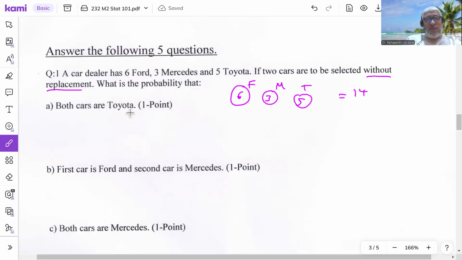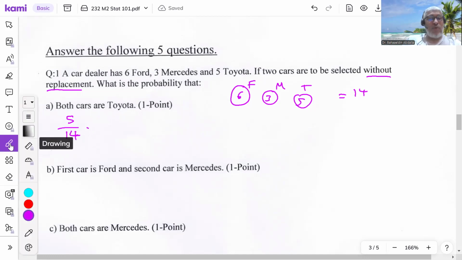Let us think of the first car. First car, what is the probability that the first car is Toyota? How many Toyota are there? 5. Out of how many? 14. So this is the probability of the first car. And what is the probability of the second car? And we need the first and the second, so we multiply.